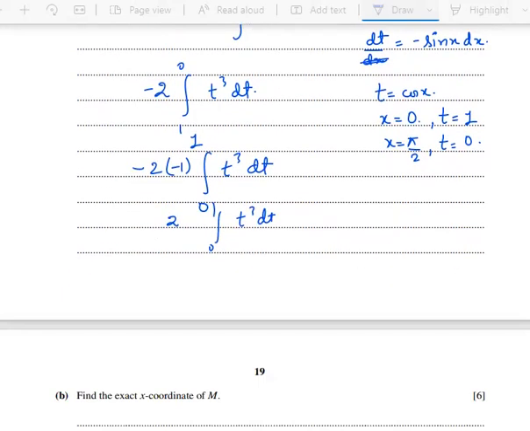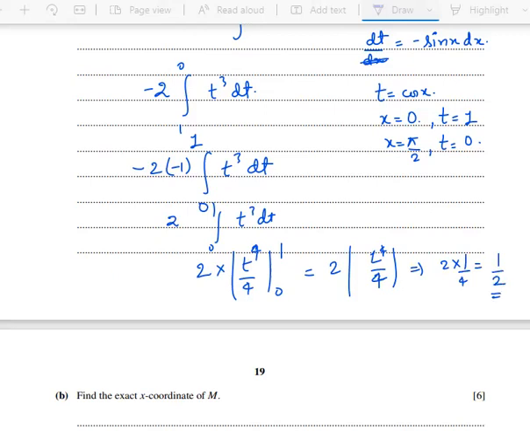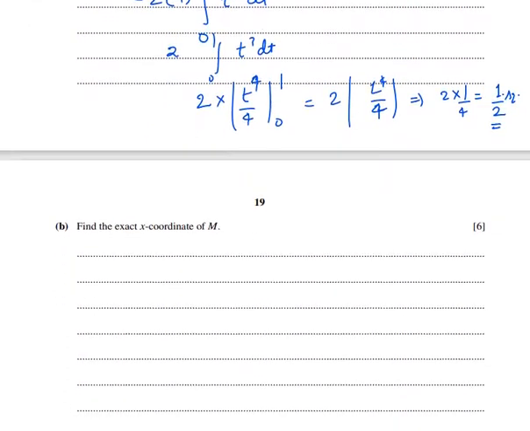Now the integration of t cube is t power 4 divided by 4 under the limit 0 to 1. So 2 into 1 power 4 divided by 4, sorry, this is 1 by 4. So 2 into 1 by 4 is 1 by 2. So the answer is 1 by 2 square units. This is the area. Now it says find the exact x coordinate of M.